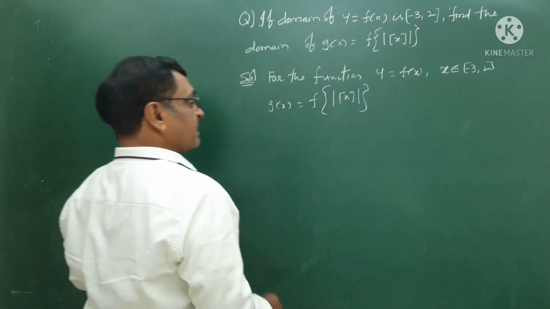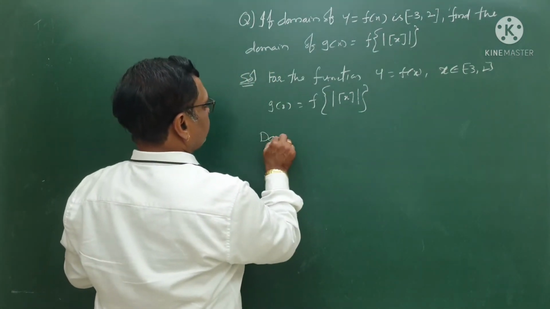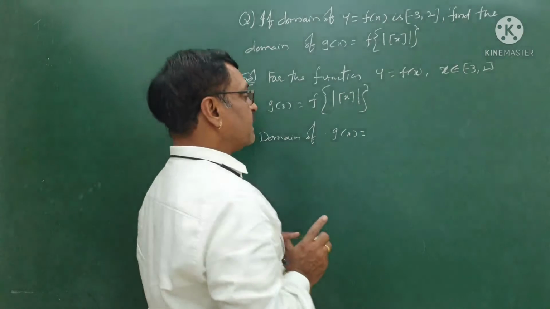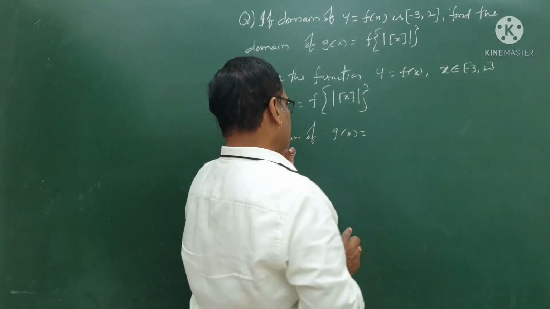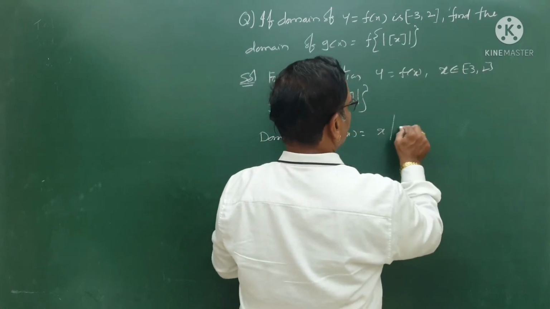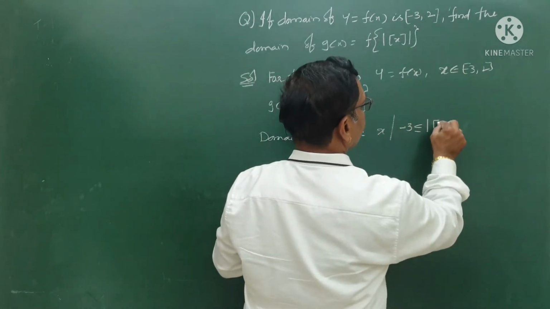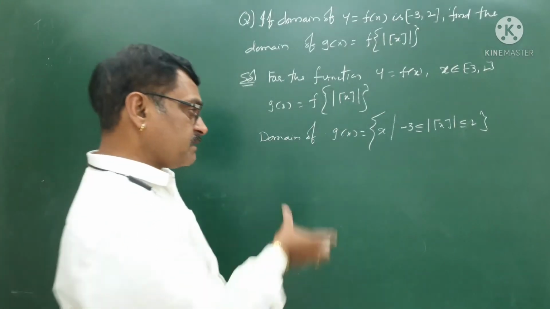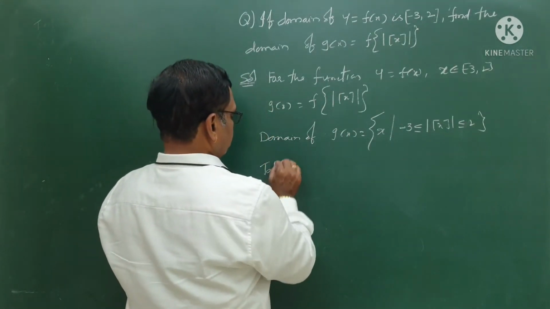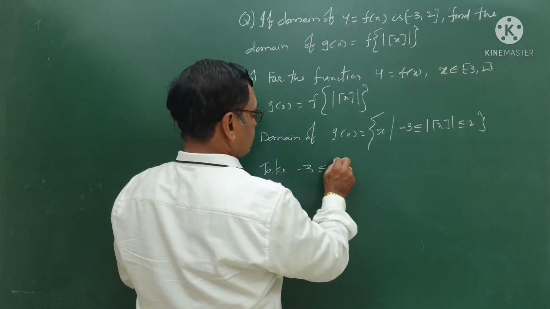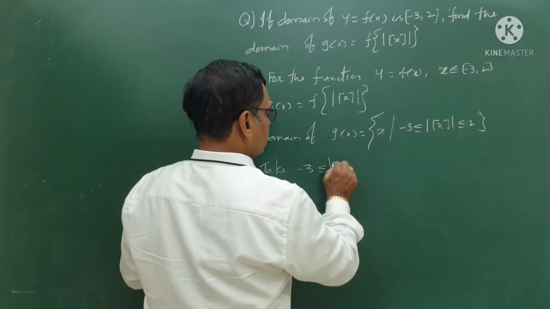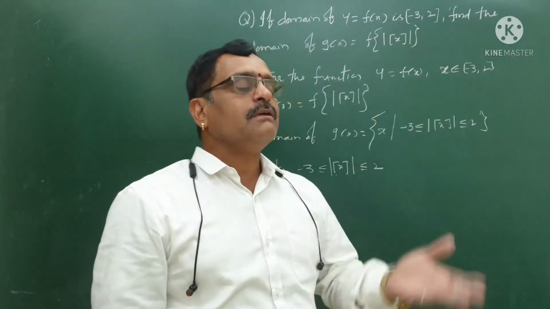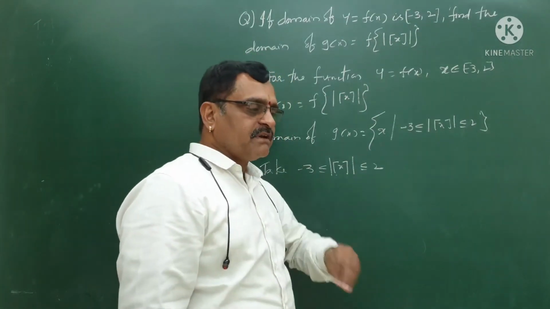So indirectly they are asking, therefore, the domain of g of x is nothing but the solution of this inequality. Domain of g of x is x such that minus 3 less than or equal to mod of integral part of x less than or equal to 2. So take the inside one. So here actually the question is to solve an inequality, and it is given in a different form.